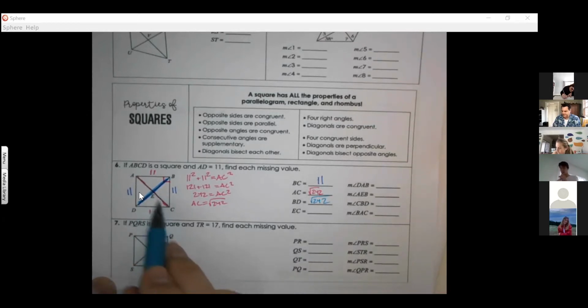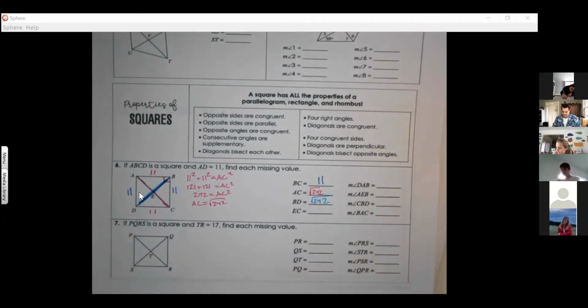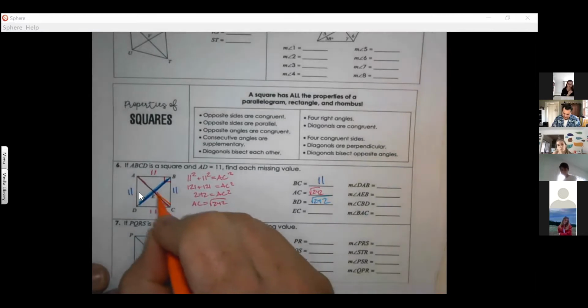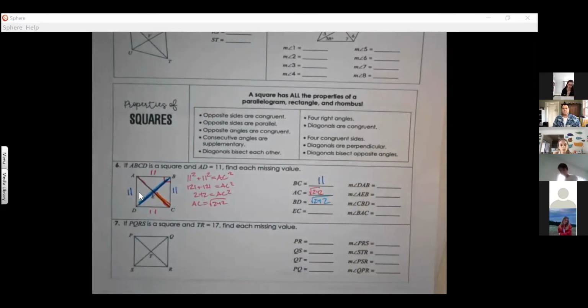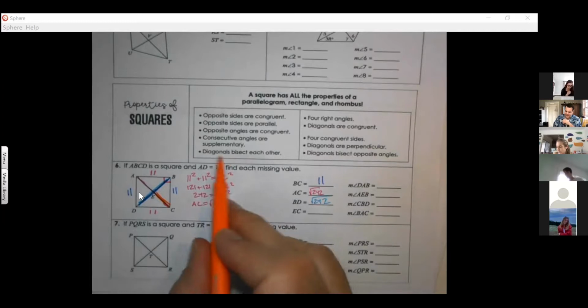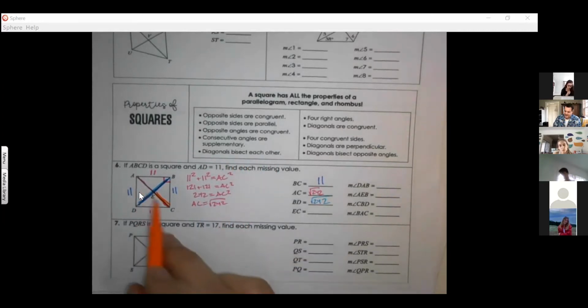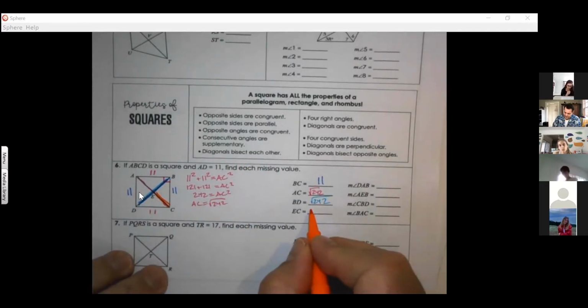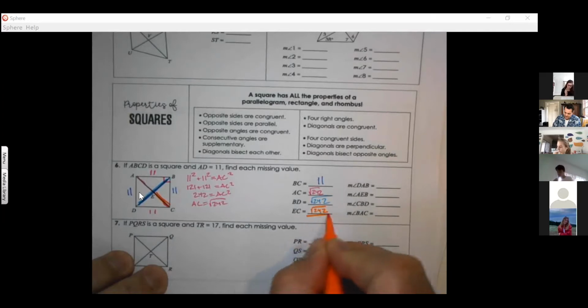What about EC? Is that part of an angle, or is that part of a side, or is that part of a diagonal? It's part of a diagonal. Remember, diagonals bisect each other, so it's going to be half of that, which means it would be square root of 242 divided by 2.